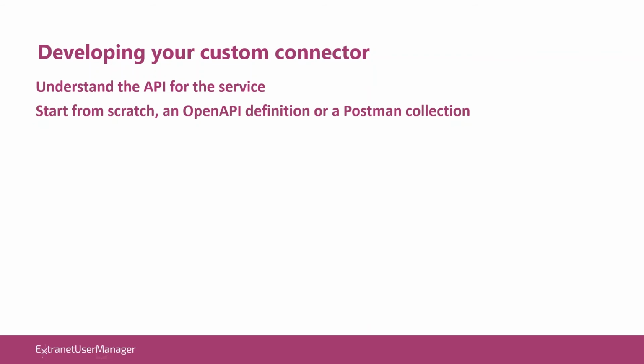And then there's a number of ways that you can provide the definition of that API back to your custom connectors. You can start from scratch and build it all out. I don't actually recommend that you do that. If you've got an open API definition or a Postman collection, we're going to talk more about what Postman is in a minute, then strongly encourage you to use those.